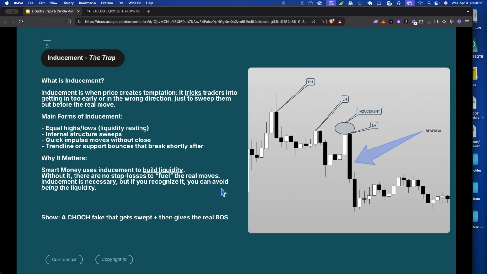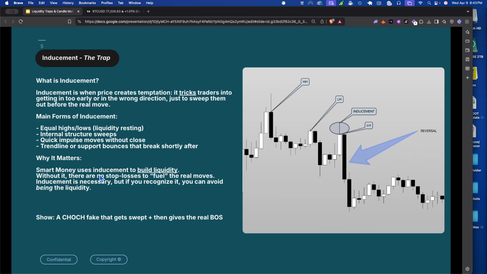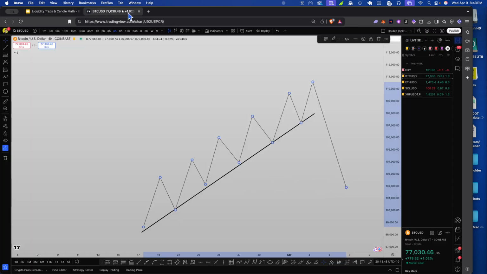This is the main types of forms of inducement, right? And why is it important to understand this kind of inducement and smart money? Smart money uses this type of pattern or inducement to build liquidity, and you can see Big Marks has put it in the chat: without this, there are no stop losses to fuel the real moves. What do I mean by fuel?